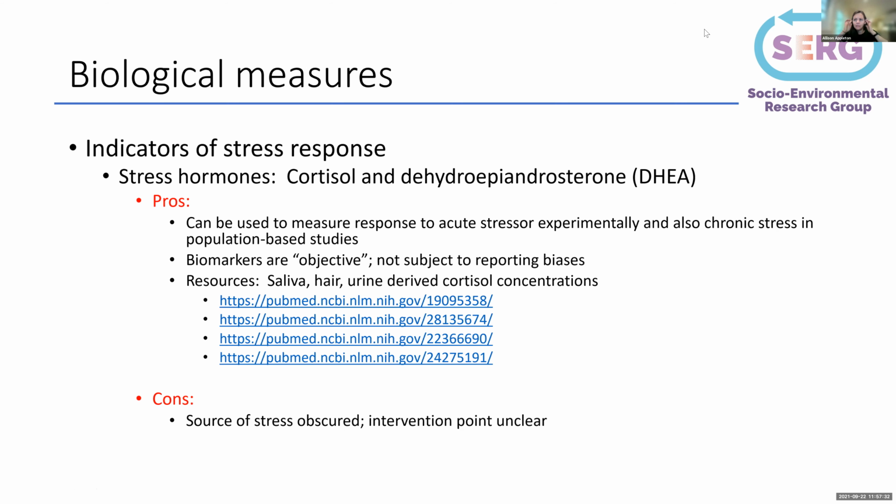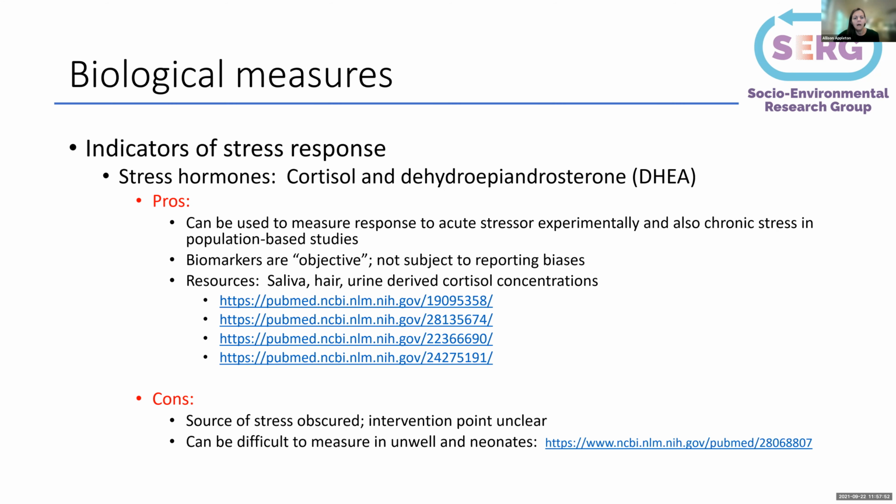Cons: this is interesting to think about. Say you identify higher levels of cortisol in your population relative to others. Well, you still don't have an intervention point. You don't really know the source of stress, which has been obscured by relying on these biomarkers, in an observational setting. And these measures are difficult to measure in some populations and might not give you conclusive results. This is true in neonates and unwell, sick populations. Here's a citation that talks about those issues in greater detail.